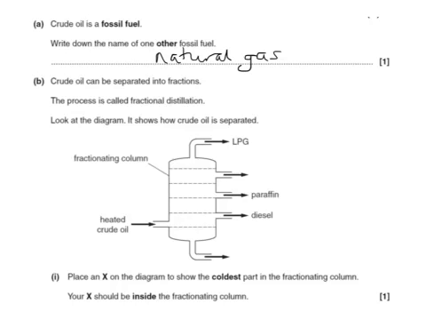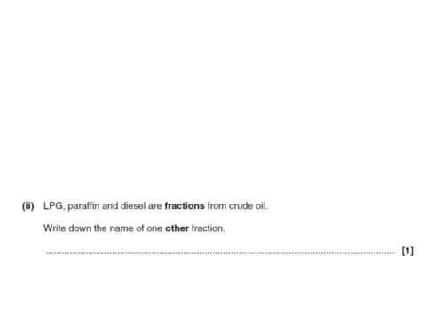Look at the diagram. It shows how crude oil is separated. Put an X in the diagram to show the coldest part in the fractionating column. Your X should be inside the fractionating column, so I'm going to go for here because that's the section which is the coolest. LPG, paraffin and diesel are fractions from crude oil. Write down the name of another fraction. Well, we could go for bitumen.